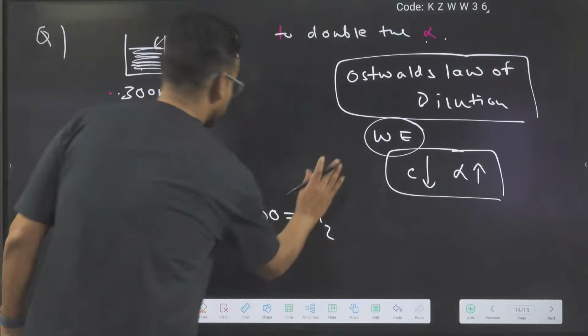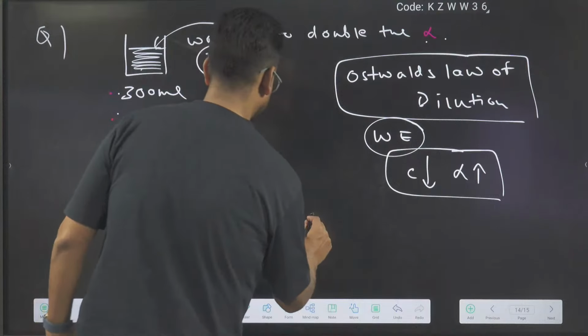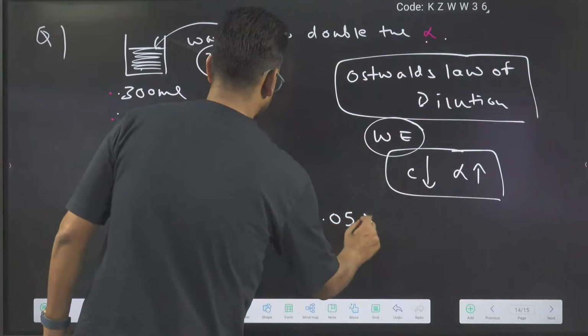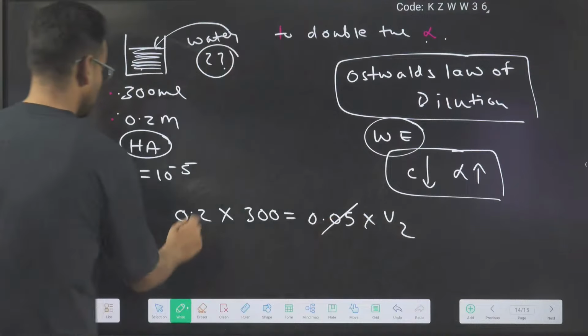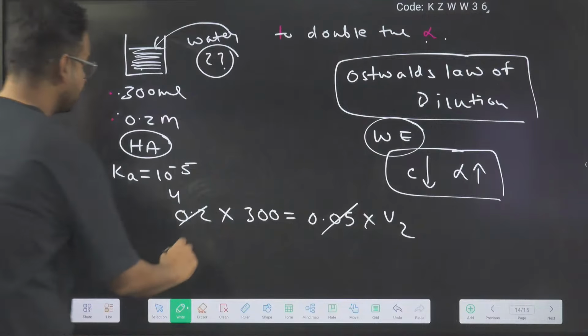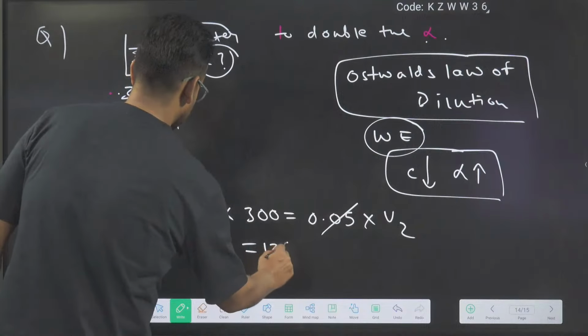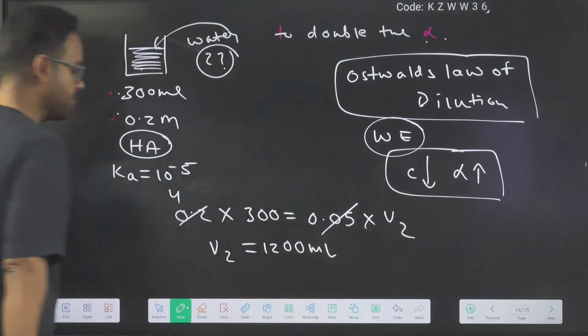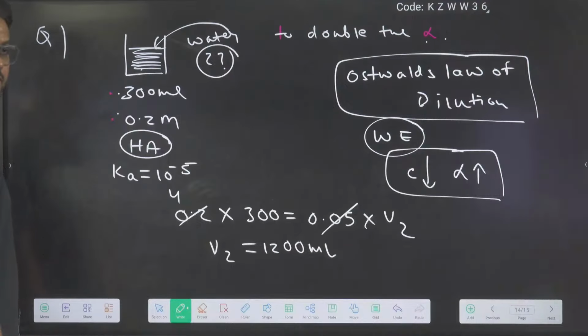So we know M2 is how much? 0.05 into V2. So this cancels, I guess, 4 times, and V2 is equal to 1200 ml. V2 is 1200 ml.